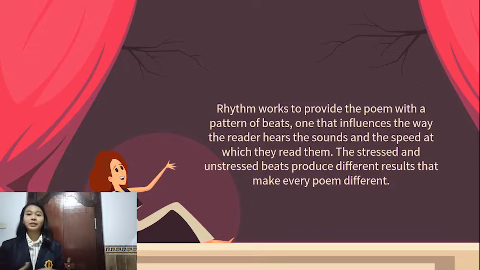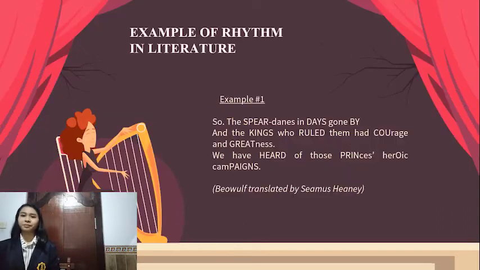And that all being said, not all poets choose to use rhythm in their poetry. Many contemporary poems are written in free verse. Well, I put 3 examples of rhythm in literature, and I want to try to read only one example. And then for the other examples, please try to read them by yourself, okay?